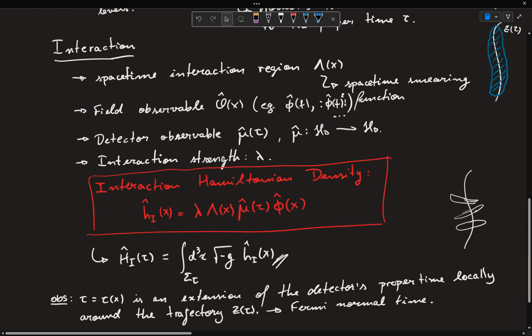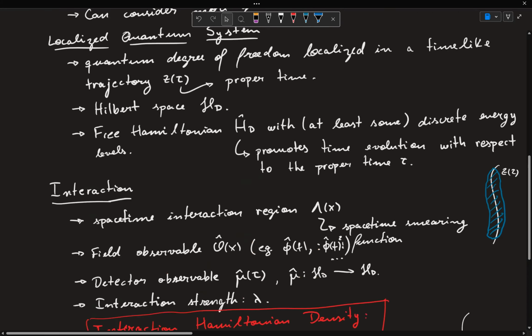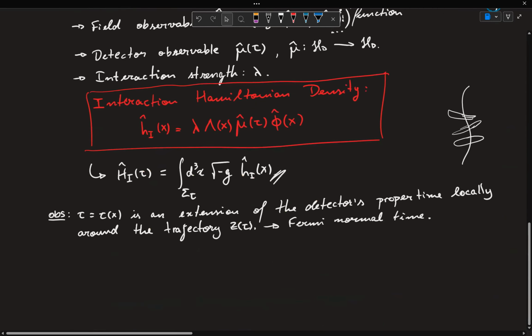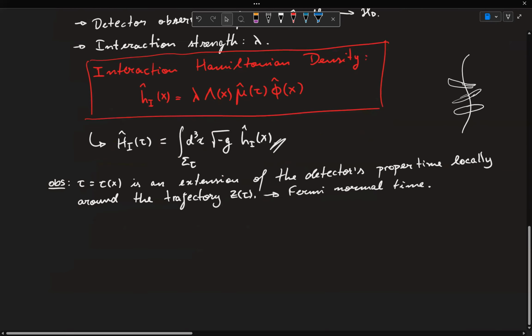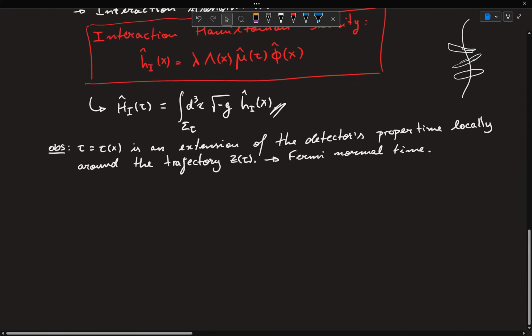So this is the model. Basically, once you write down this interaction Hamiltonian, and once you consider the quantum field and the localized system and everything, now you have your detector model. And we're going to be working with these detector models until pretty much the end of the course. Our goal will be to use these to sample the correlations of the field. Let's see what we can extract from the field using these detectors.